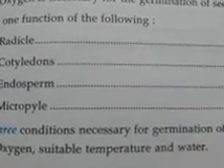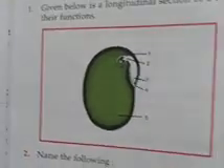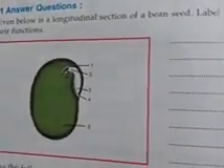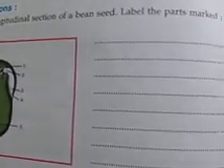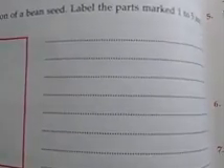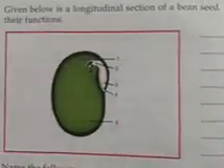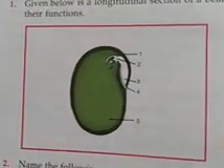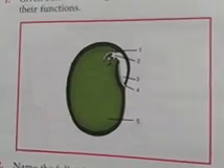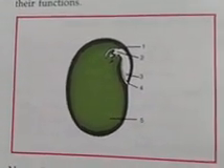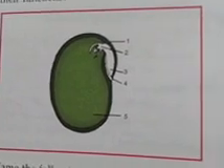Today's homework. Open to page 24. Number 1. Given below is a longitudinal section of a bean seed. Label the parts marked 1 to 5 and write their functions. You will label it inside the square with pencil and you will write 1, 2, 3, 4 and 5 and one function each alongside with pencil.